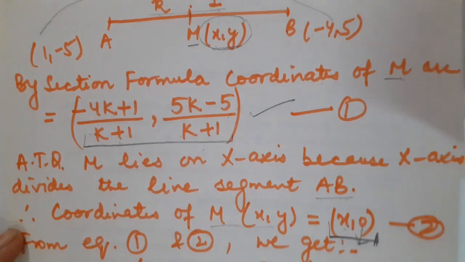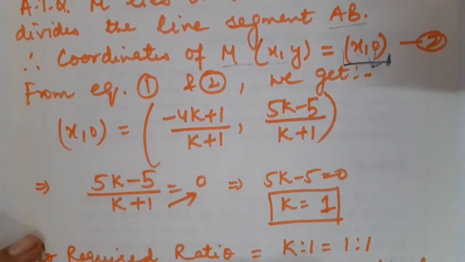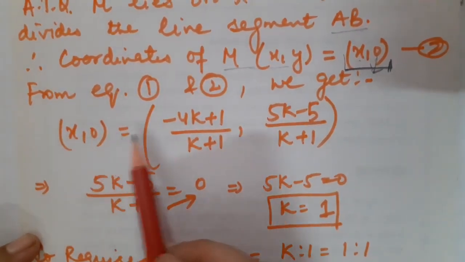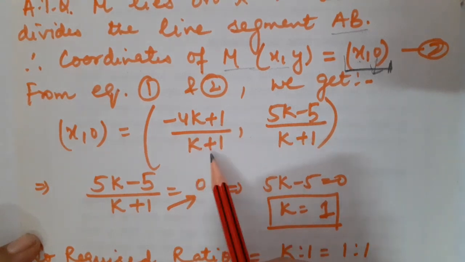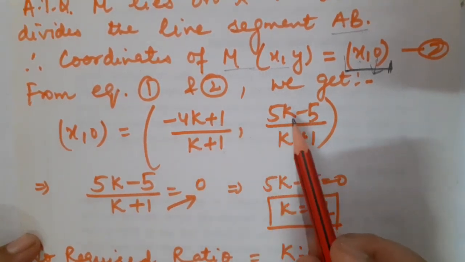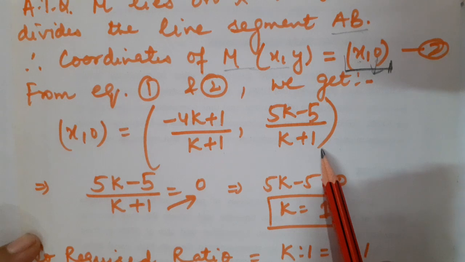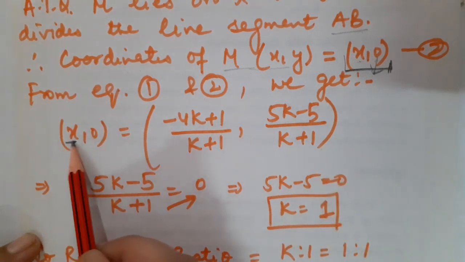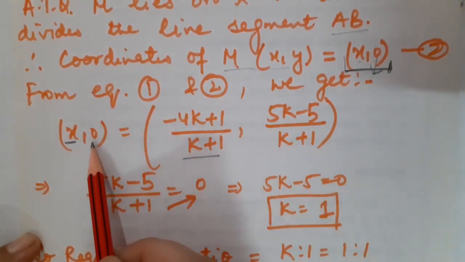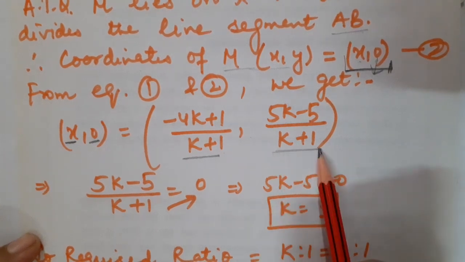So let us equate them. After equating, I have got (x, 0) equal to ((-4k + 1)/(k + 1), (5k - 5)/(k + 1)). Means x coordinate must be equal to x coordinate and y coordinate must be equal to y coordinate.